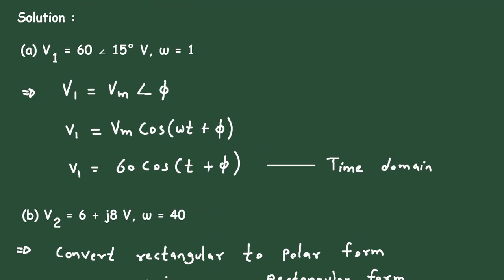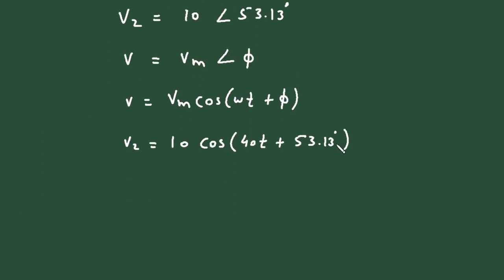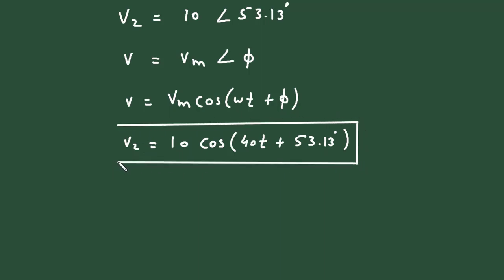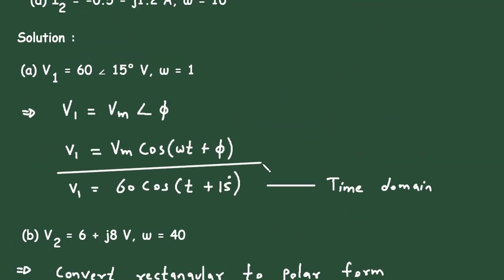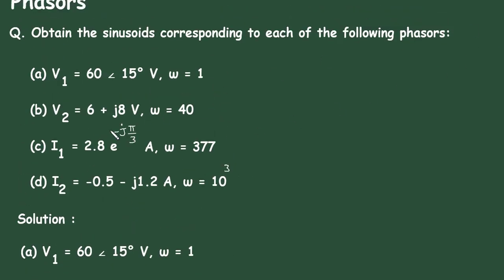Here also for problem 1, we can see the value of phi is 15 degree. So we have to correct this. It is 15 degree. Now this problem is correct for problem A. Then for this it is 53.13 degree. Now this problem is correct. We can make a box like this. Then this is correct. Next is problem C. So let's see this problem.